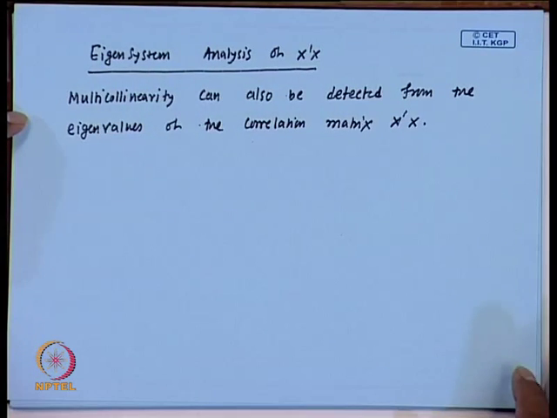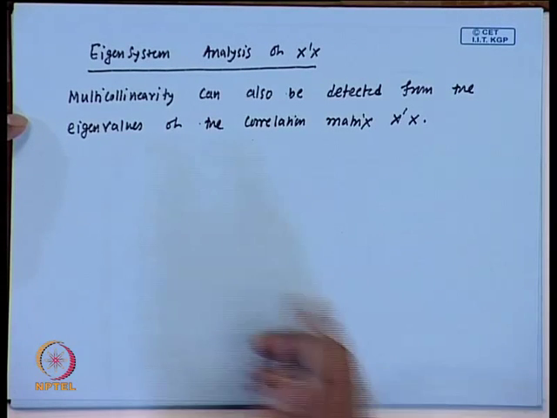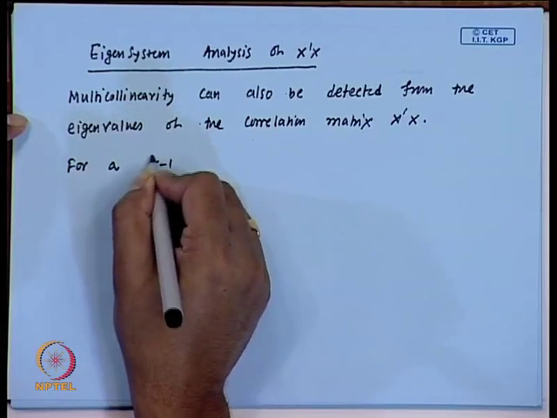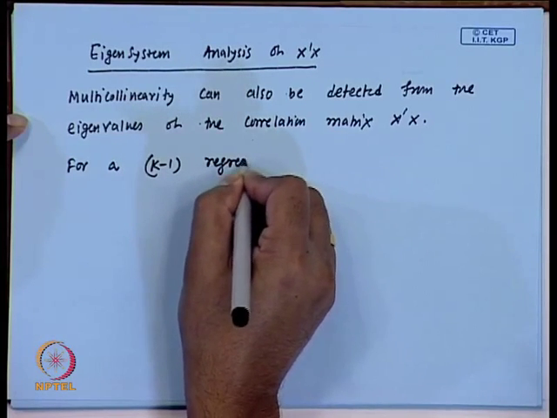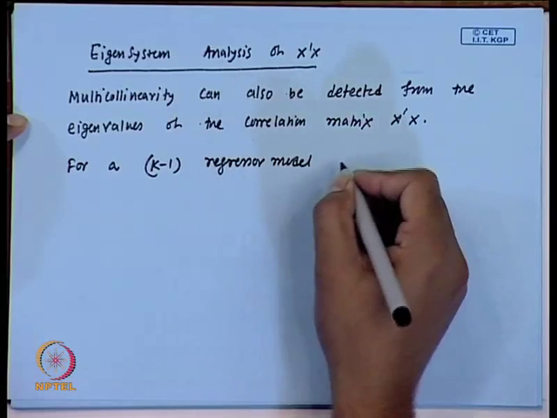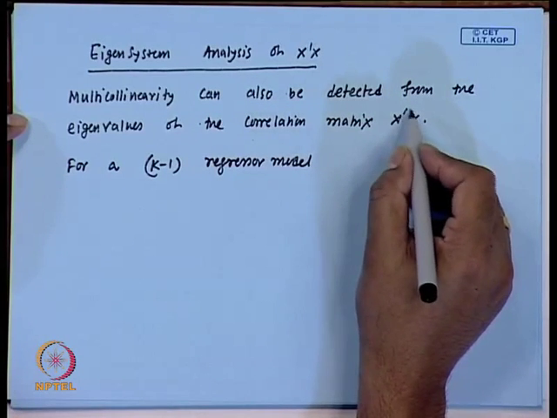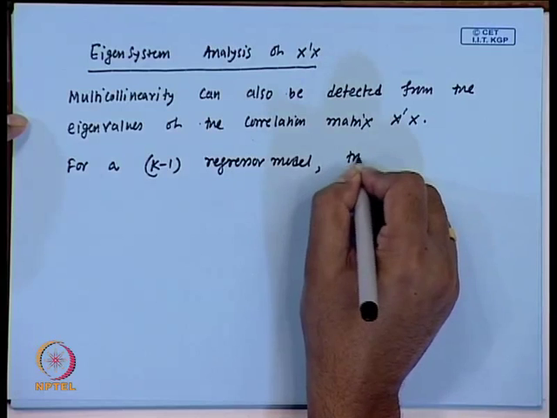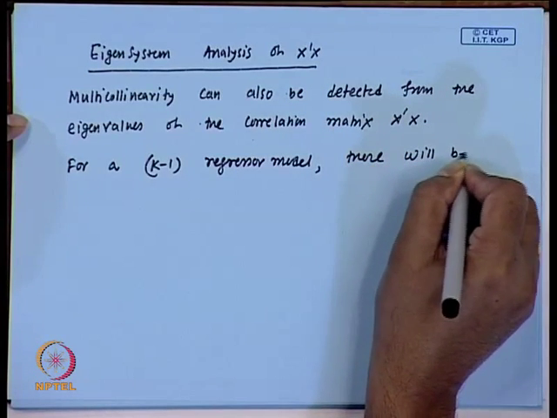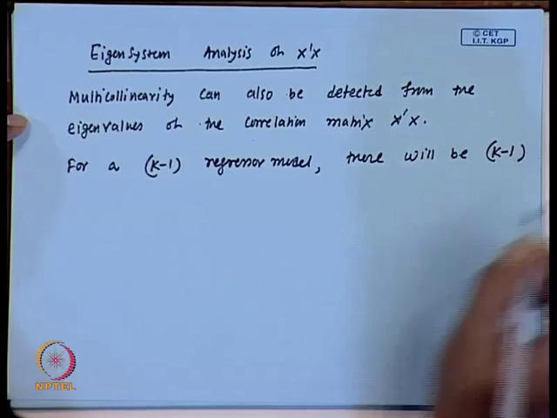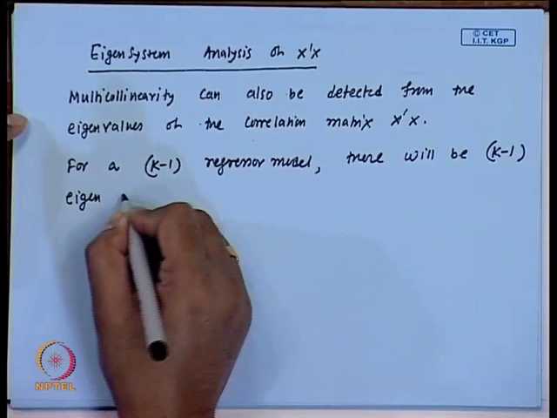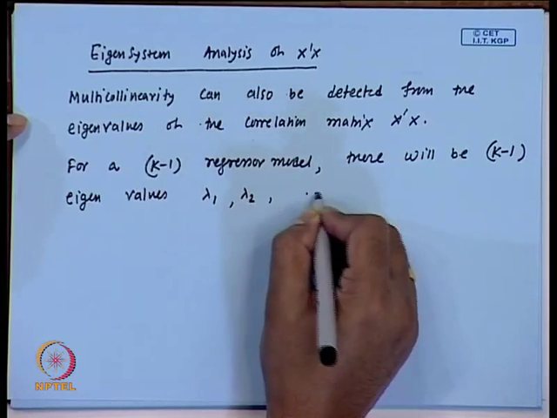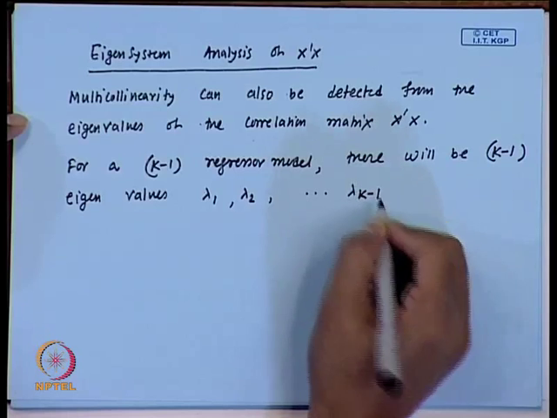I hope you know what an eigenvalue and the associated eigenvectors are. So, for a k minus 1 regressor model, this is a k minus 1 cross k minus 1 matrix. There will be k minus 1 eigenvalues, say lambda 1, lambda 2, up to lambda k minus 1.